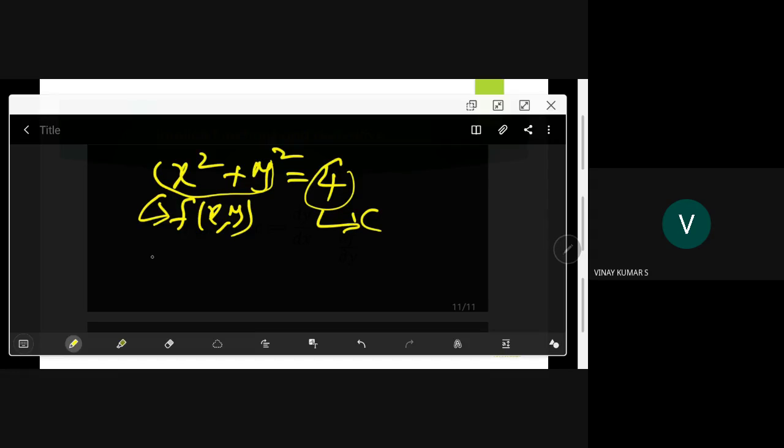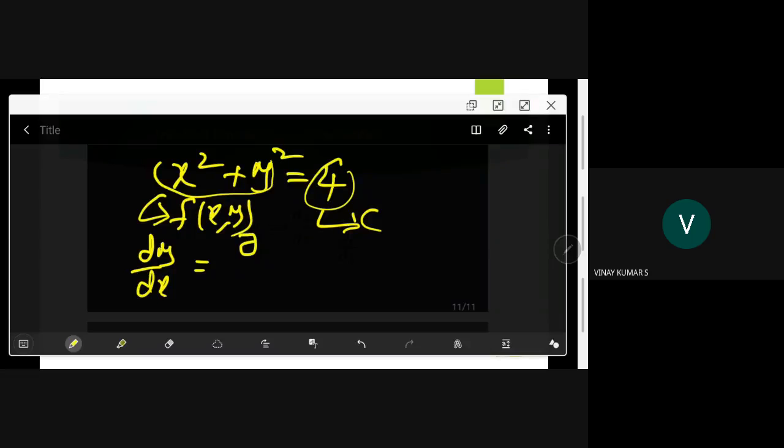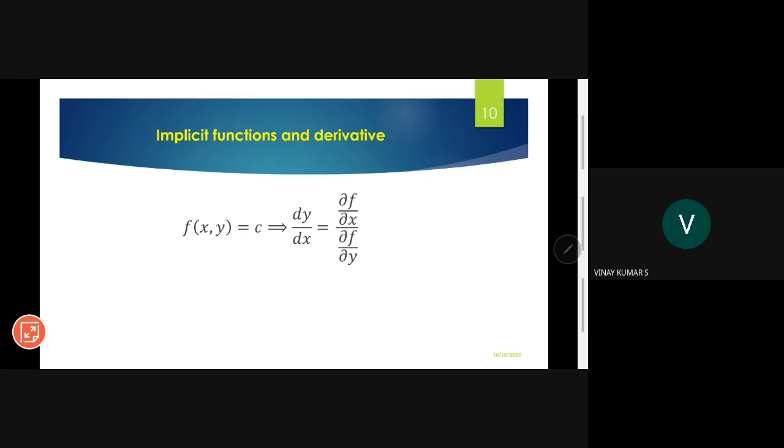Now, if you want to know what is dy by dx, you write, see there, here there is a formula: dou f by dou x over dou f by dou y. So you have fx by fy. So fx you can write there, fx is 2x, and you have 2y, so x by y will come. So that is what we have here.